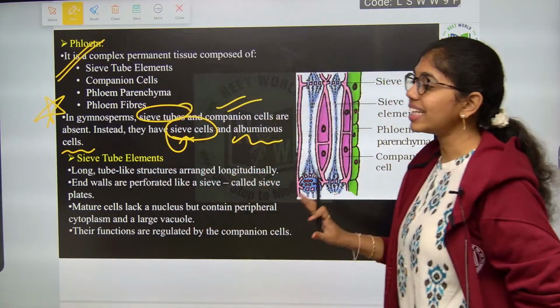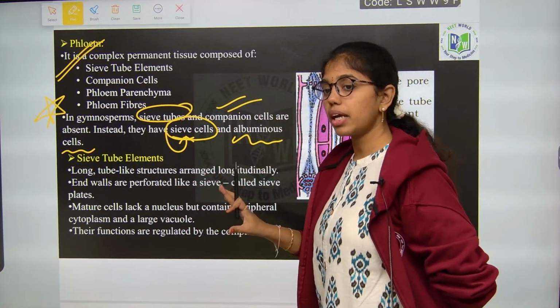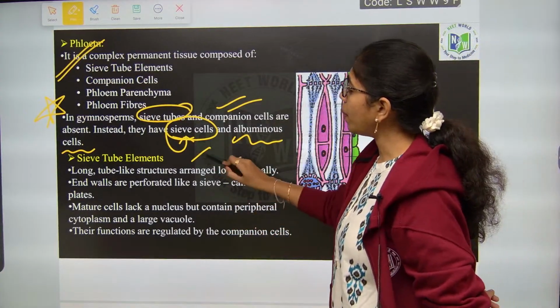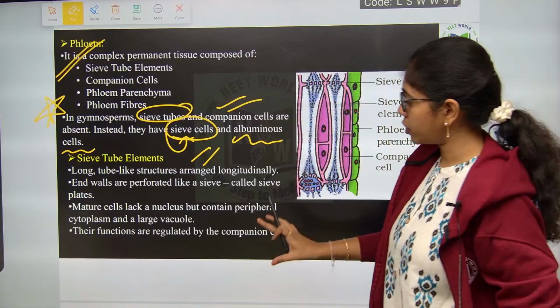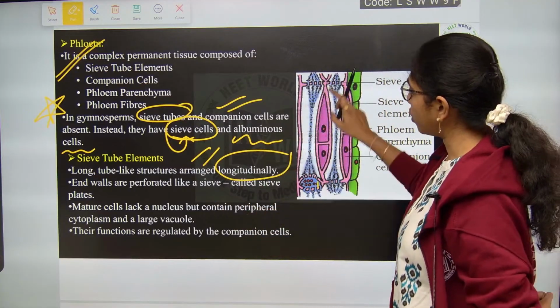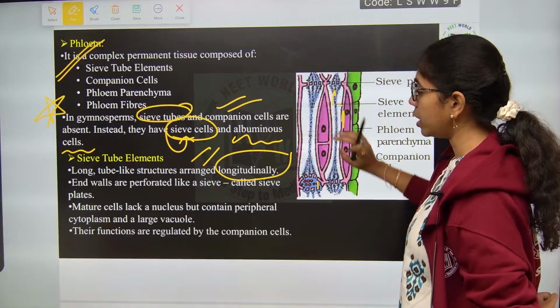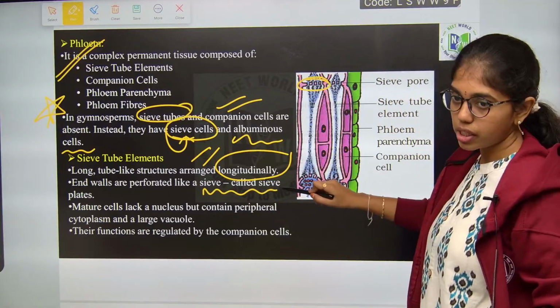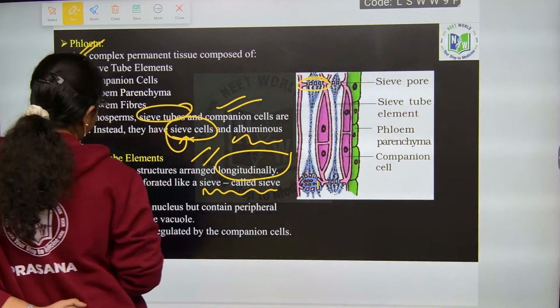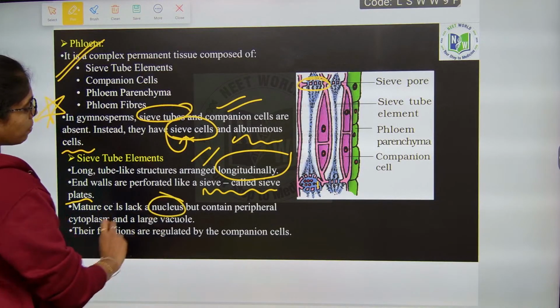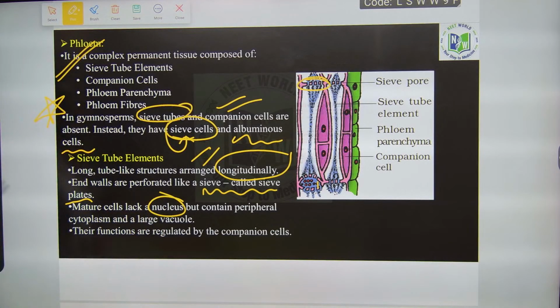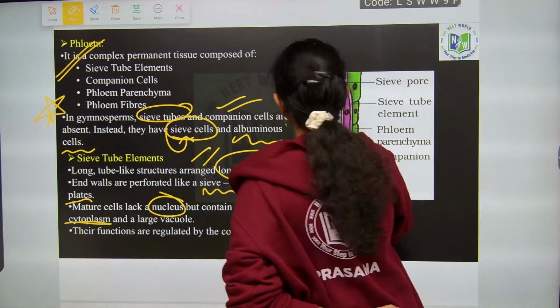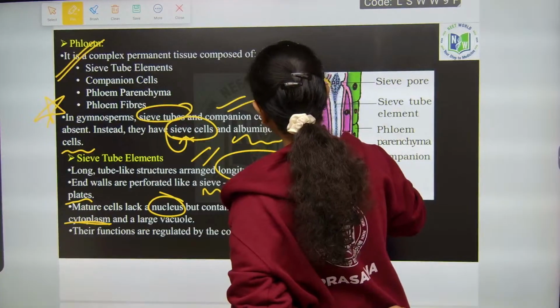Now, let us see the characteristic feature of each element in the phloem. First is sieve tube elements, long tube-like structures which are arranged longitudinally. Their end walls have what? Sieve plates. End walls are having sieve plates, and mature cells will lack what? Nucleus. That is why they are called enucleated. But they contain peripheral cytoplasm and a large vacuole.